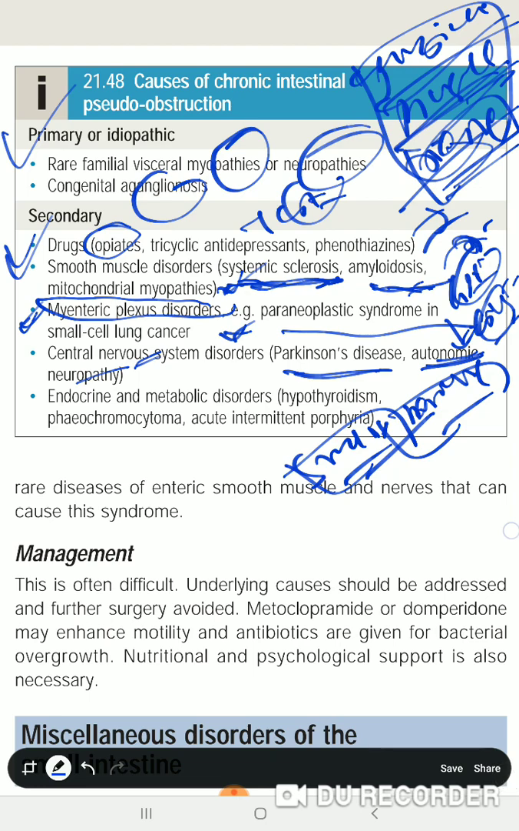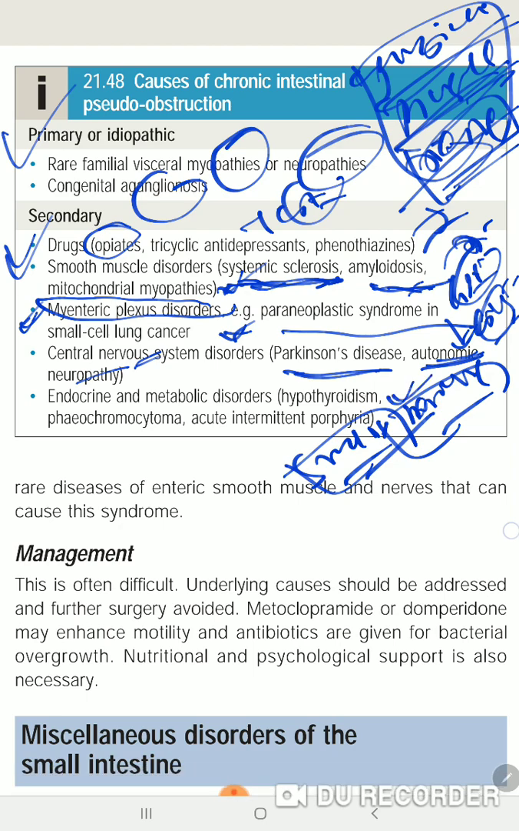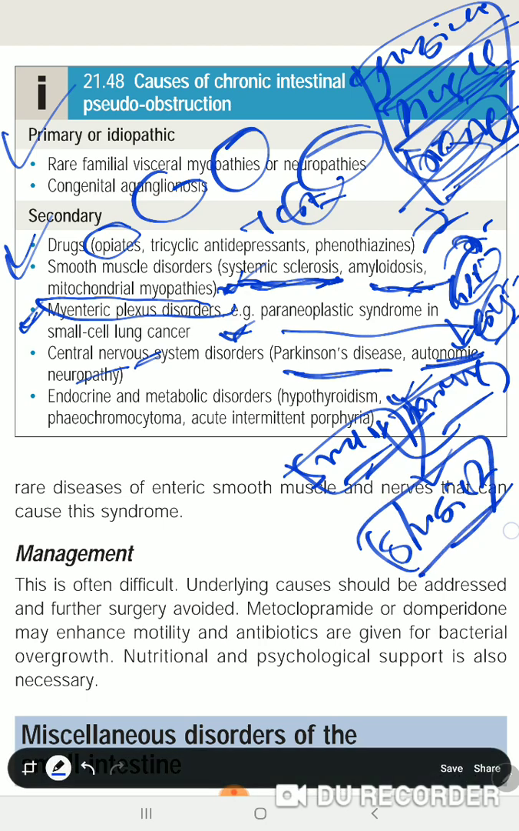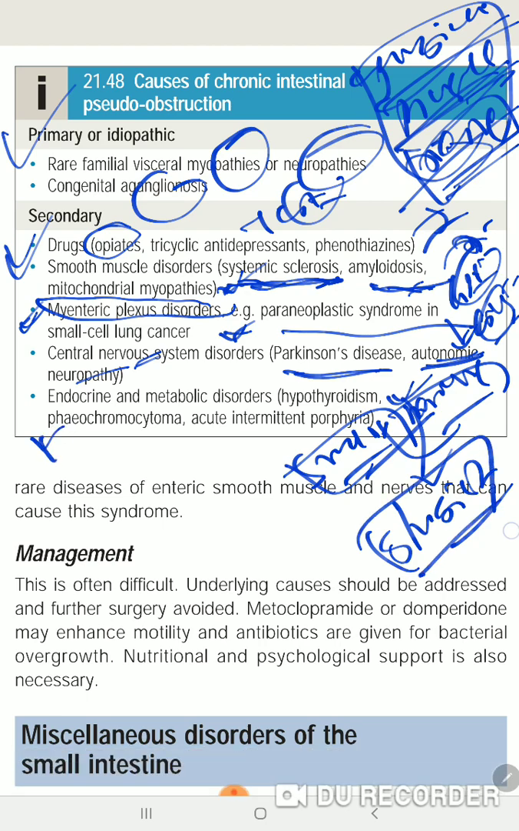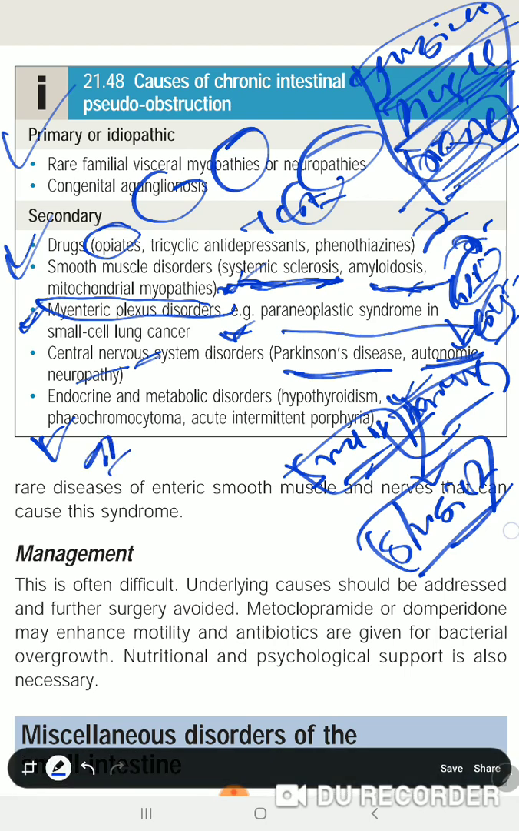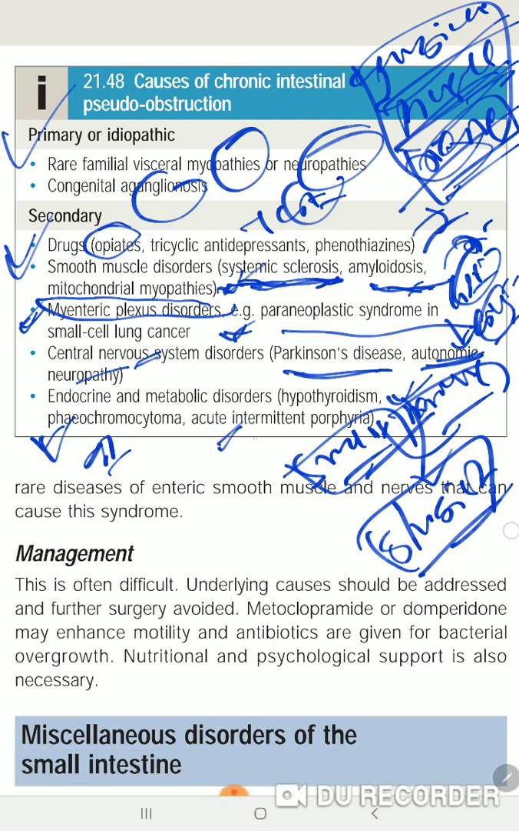And some endocrine diseases such as hypothyroidism. All things are sluggish in case of hypothyroidism, so GIT movement can be slow. And because of pheochromocytoma, it usually increases the sympathetic drive, so muscle becomes fatigued by working over and over again. And acute intermittent porphyria.